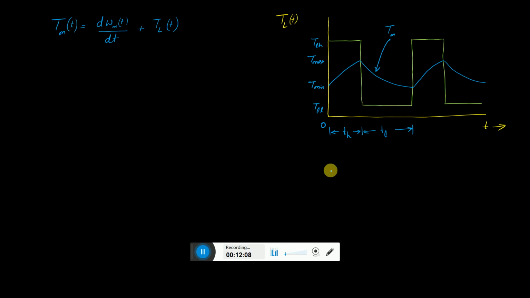So a motor is also required to fulfill this purpose. Let us say this motor is having a speed omega m on the y-axis and torque Tm on the x-axis.